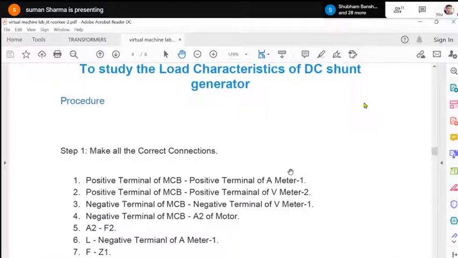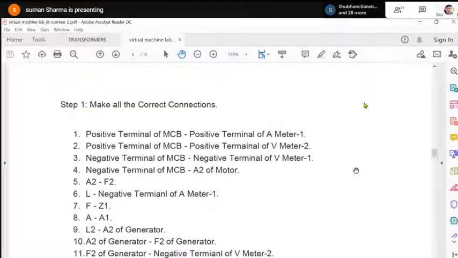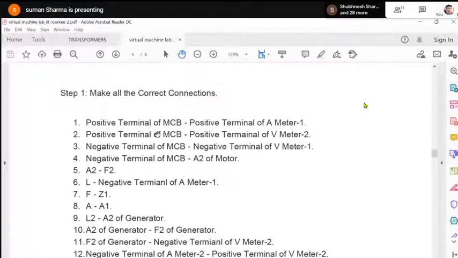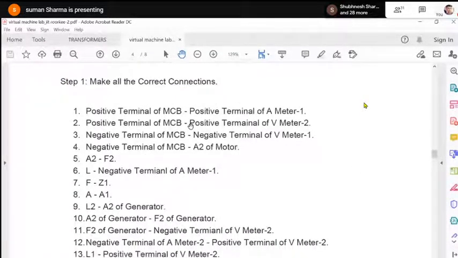and you have to connect this according to the mentioned polarity, that is, the positive terminal of MCB to the positive terminal of ammeter 1, then the positive terminal of MCB to the positive terminal of voltmeter 2, the negative terminal of MCB to the negative terminal of voltmeter 1, then the negative terminal of MCB to A2 of the motor, ammeter 2, then A2 is connected to F2.